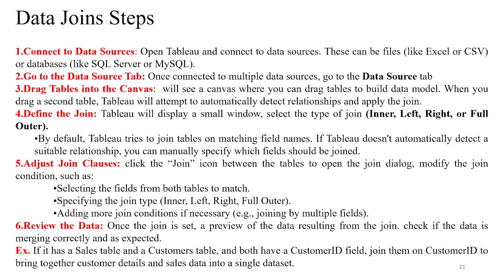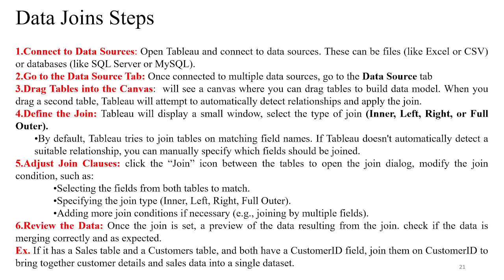Okay, data joining steps. How to join the data? First, we have to connect the data sources, meaning open Tableau to connect the data sources. It may be Excel, or CSV, or a PDF file, or a text file. Then we have to go to the data source tab and drag tables into the canvas. After that, define the joins. There are different types of joins, like inner join, left join, right join, or full join.